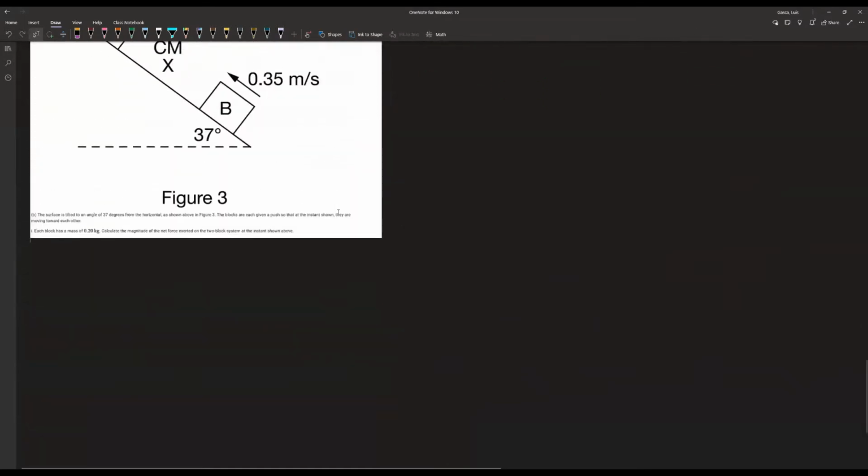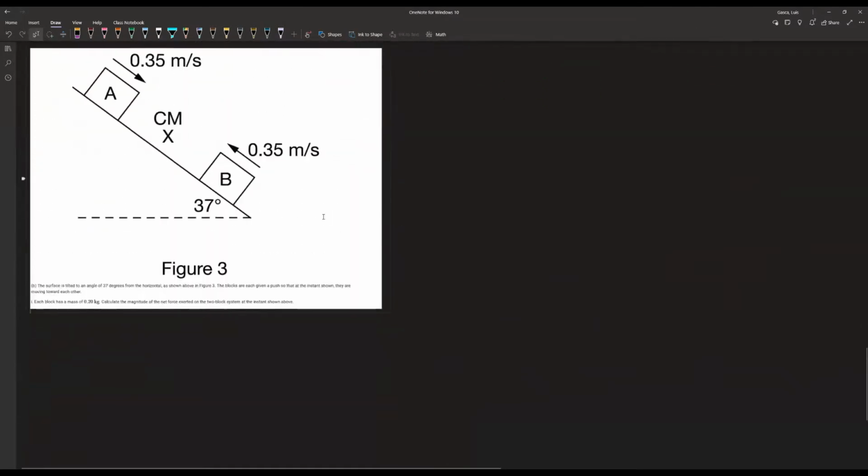Wait, is that really it? I think I missed something. Okay. So now they're on an incline. The surface is tilted to an angle of 37 degrees from horizontal as shown in the figure. The blocks are each given a push so that at the instant shown, they are moving towards each other. Each block has a mass of 2.2 kilograms. Calculate the magnitude of the net force exerted on the 2-block system as shown above.